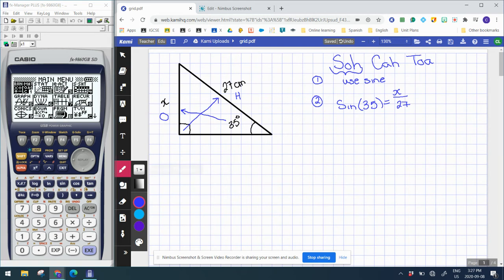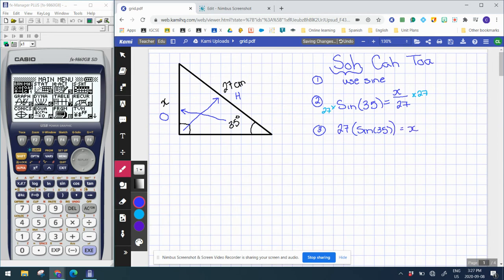So this is one where our variable's on top. Remember, top means times. So I'm going to times this side by 27, and I'm going to times this side by 27. So to find our answer, we need to figure out what is 27 times sine 35, and that's going to give us our x.